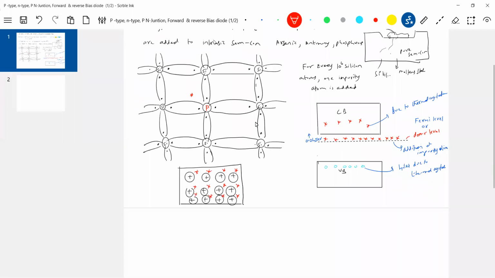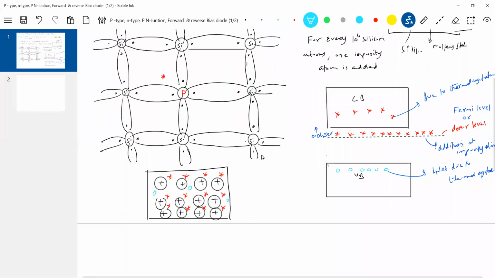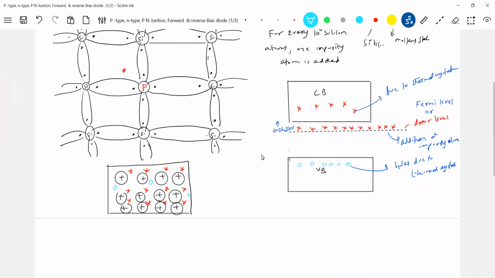And there will also be a few holes, no? Why do these few holes exist? These few holes are due to thermal agitation. So tell me, majority and minority here. I think we can make a big diagram, no problem. So for an n-type semiconductor, electrons are majority carriers. This is n-type, I'll write it here, like this, I'll indicate the symbol.